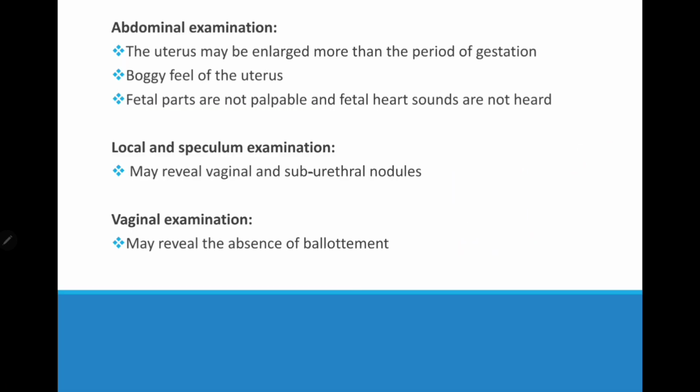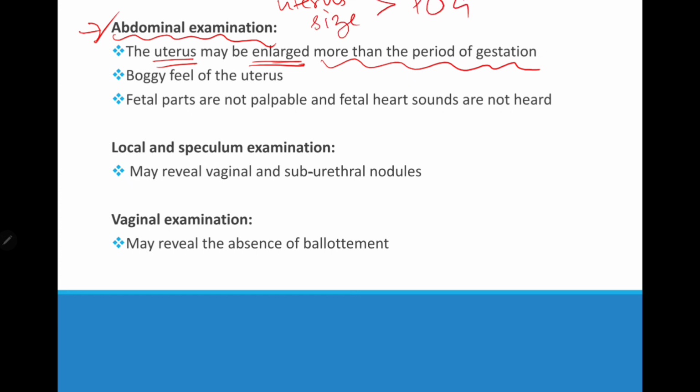Next, moving on to abdominal examination. What are you going to check on abdominal examination? On abdominal examination, the uterus may be enlarged more than the period of gestation. So the uterus size is going to be more than the period of gestation in a molar pregnancy. Next is boggy feel of the uterus. Then fetal parts are not palpable, and fetal heart sounds are not heard.